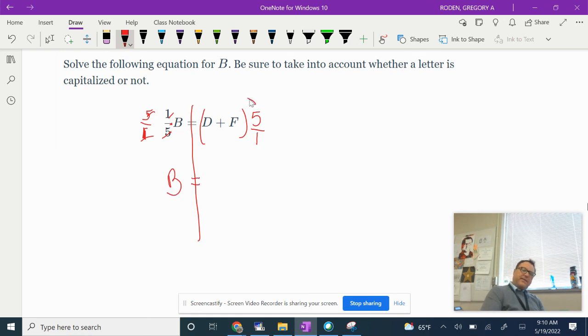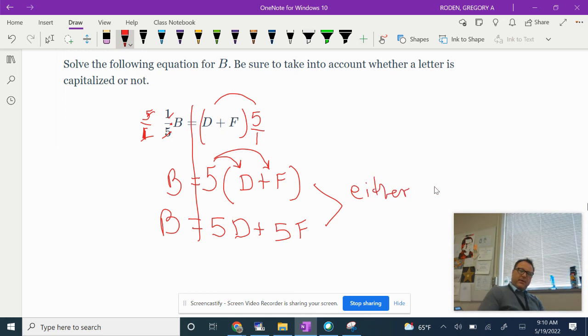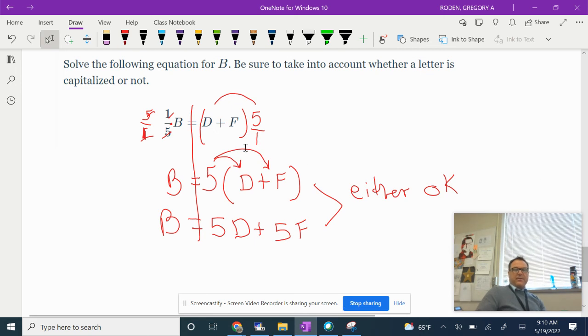Now we're going to take that 5, and I'm going to write it like this first. I'm going to put the 5 out in front. Now, I think Delta Math will accept this answer, but you can also distribute the 5 through, so you get B equals 5D plus 5F. I think Delta Math will be okay with either one of those answers. All right, so what number was that? That was number 7.